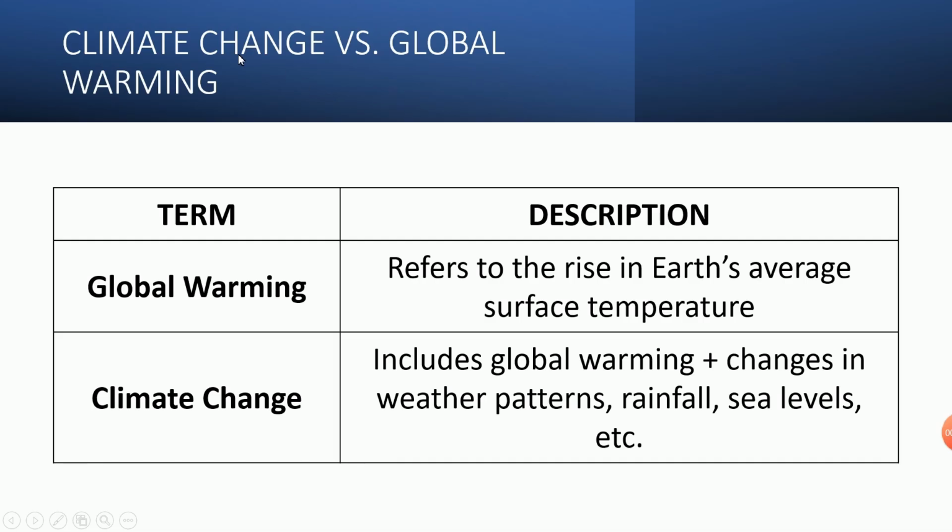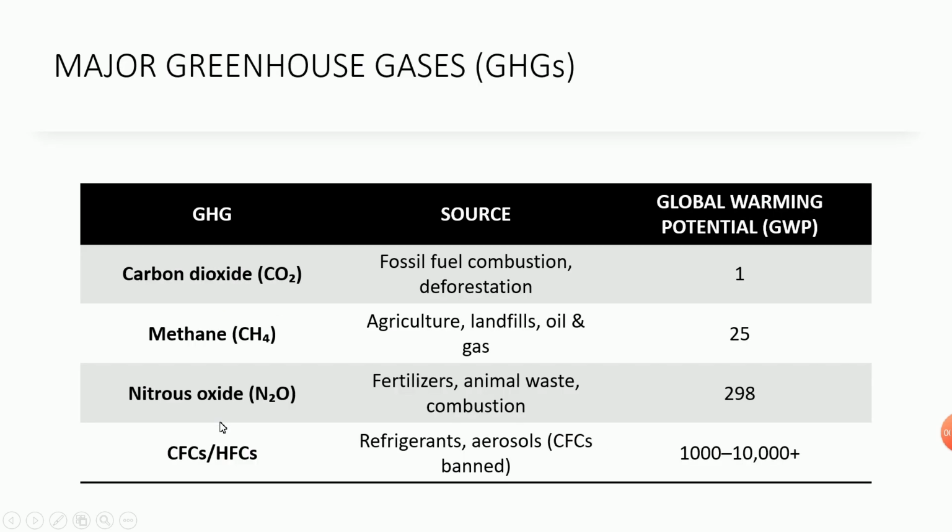So see here, whenever you are talking about climate change, there will also be global warming. That term will be intertwined with it, but both are different. Global warming refers to the rise in Earth's average surface temperature. Please note this. Global warming is the rise in Earth's average surface temperature, whereas climate change includes global warming plus changes in weather patterns, rainfall, sea levels, etc. All the changes are comprised into the single term, climate change. So global warming is different, climate change is different.